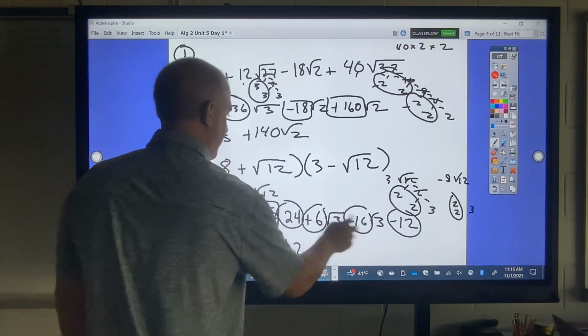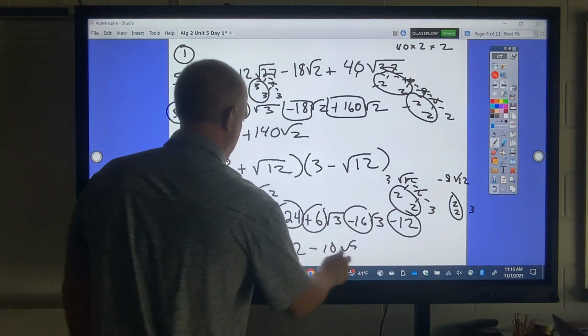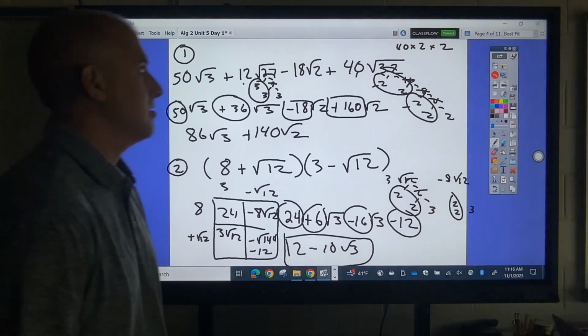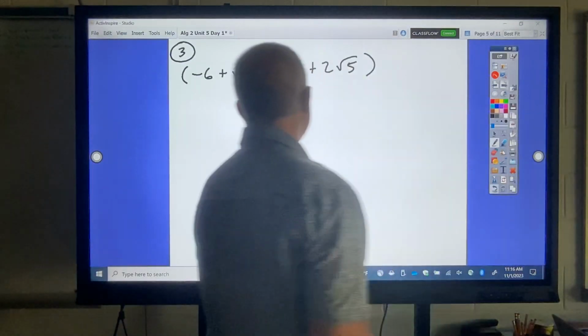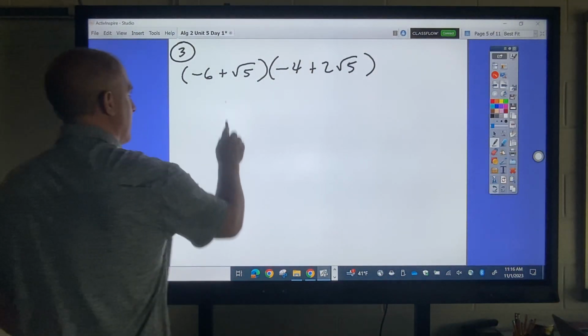These combined, 6 minus 16 would be negative 10. Okay, and that would be my answer. All right, do one more of those. Okay.